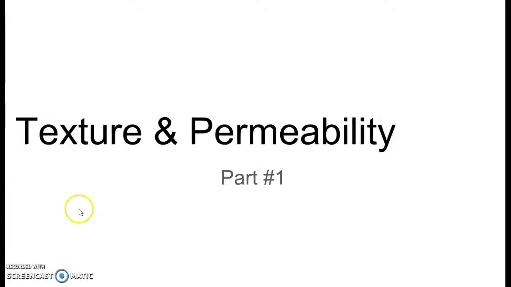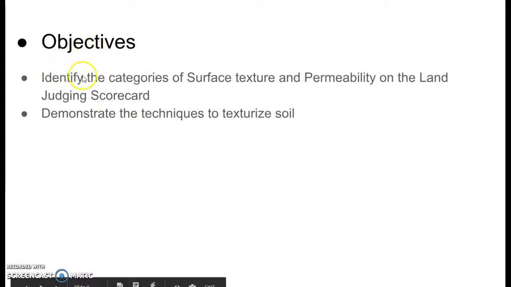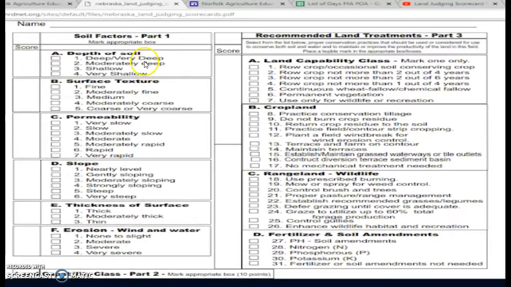Hello students, today we're going to be dealing with texture and permeability. Our objectives are to identify the categories of the surface texture and permeability on the land judging scorecard, and then we're also going to be demonstrating the techniques to texturize soil. On your review sheet items that we've been utilizing in class, we will be dealing with this section here with surface texture and this section here with permeability.